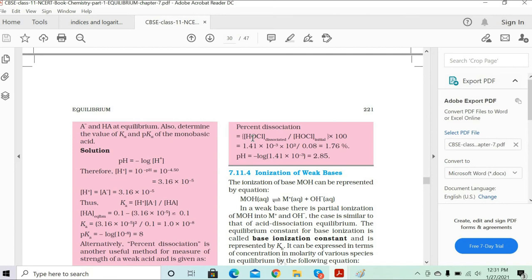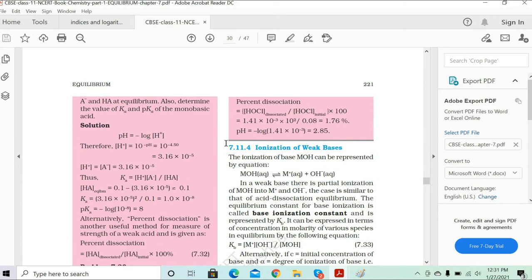Now we need to find the value of Ka and the pKa for the monobasic acid, correct? So basically we need to find the equilibrium constant. Remember that formula: you have the concentration of the ions at equilibrium divided by the concentration of the HA, right?